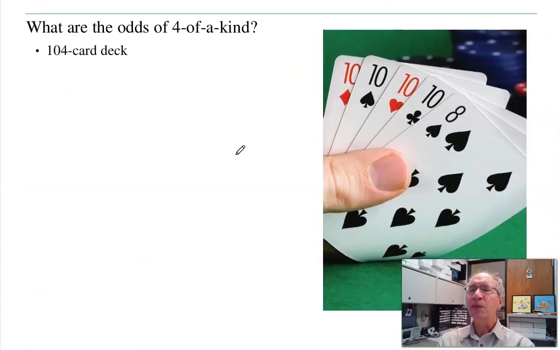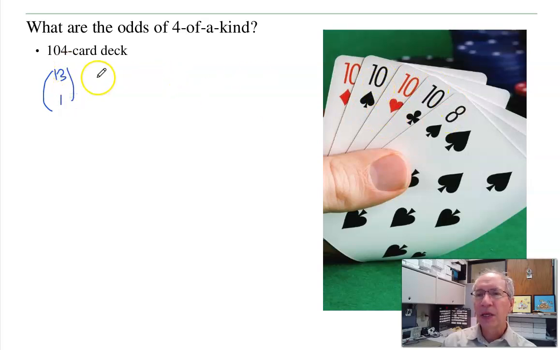So what are the odds of getting 4 of a kind if I have a 104 card deck? Again, what I'm going to do is there are 13 values. Choose 1. Say I chose 10s. Now there are 8 10s in the deck. Choose 4. You can actually get 5 of a kind in a double deck. 5 of a kind, I think, is higher than Royal Flush. I'm not positive, but anyway, here's 4 of a kind.